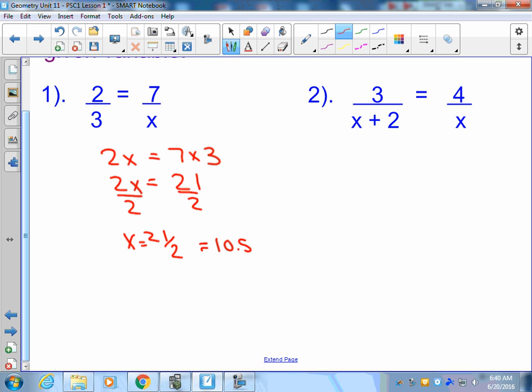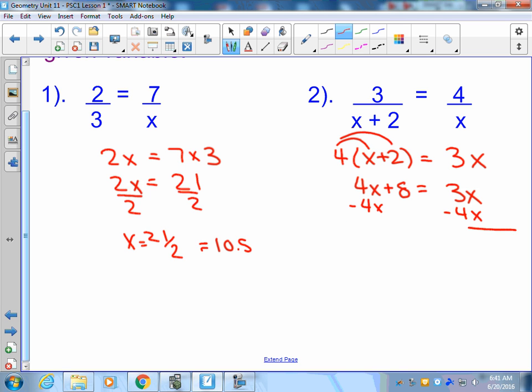Be careful of a problem like number 2. When we're looking at this situation and we cross multiply and solve, it's 4 times the quantity x plus 2 equals 3 times x. And this is a situation where we have to distribute the 4. If any mistakes are made, that's always the first thing I'm looking for. And what we talk about is when we're doing cross multiplication, it's always going to fall back on the algebraic work to solve the rest of the equation.